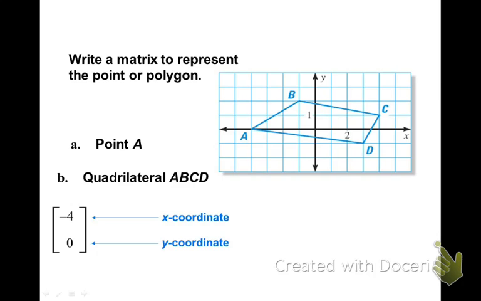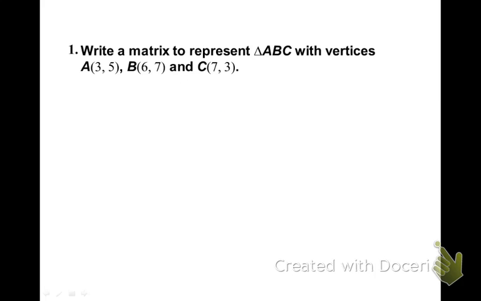Therefore, to list the quadrilateral ABCD, we would have all 4 points listed, and the x value goes in the first row, and the y value goes in the second row, and then each point has its own column. So this is how we would represent a polygon. If we were asked to write a matrix representing triangle ABC with these, why don't you pause the video and write that down now.